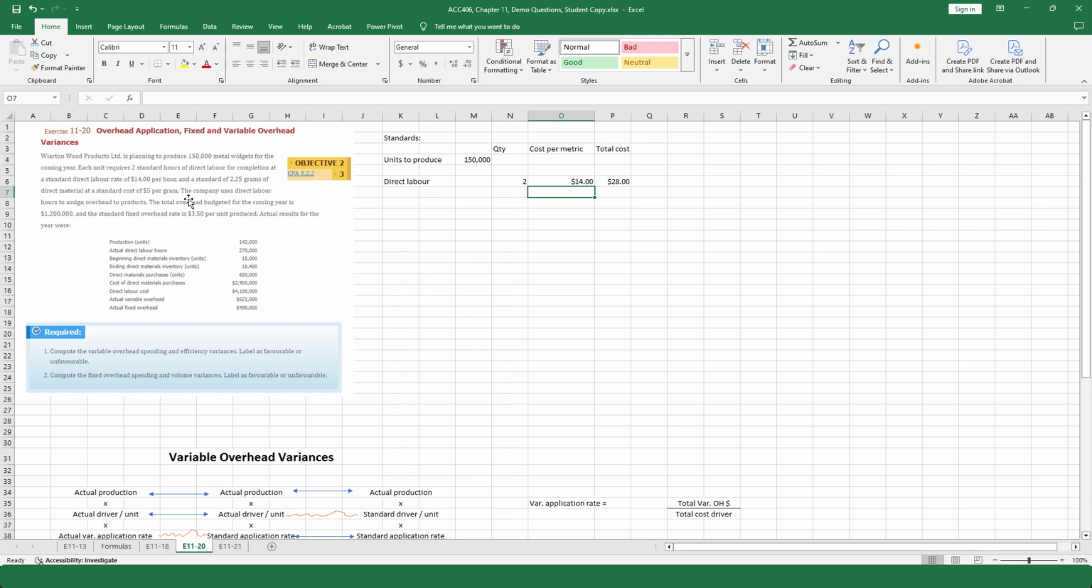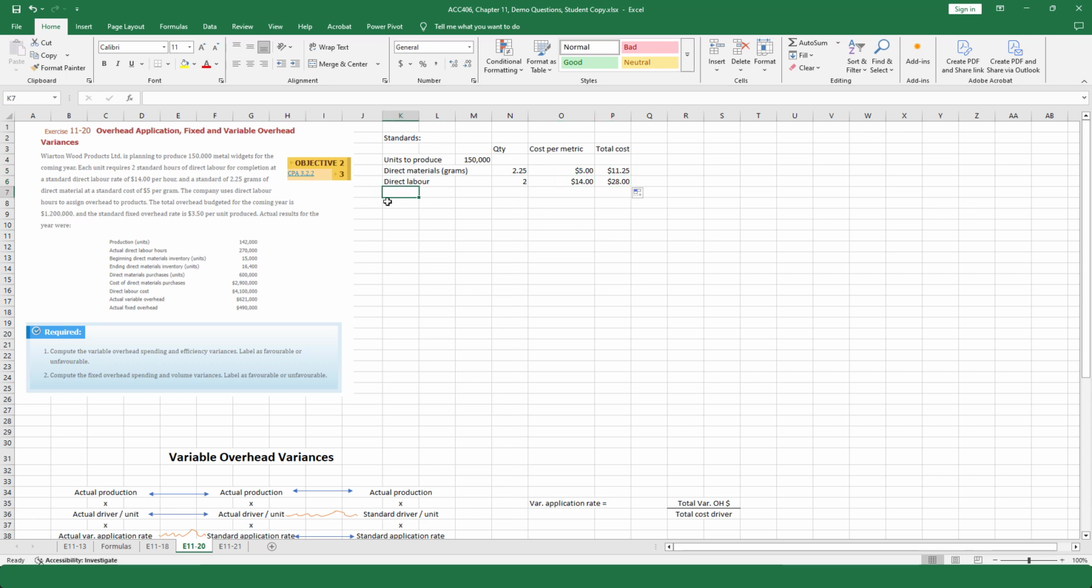Then it says the standard 2.5 grams of direct materials. So we've got direct materials. And this one we're not going to need, but I'm putting it down anyway. 2.25, and this is grams. So let's just put that in here that it's grams. And the cost is $5. And so we can do that calculation by just pulling this up.